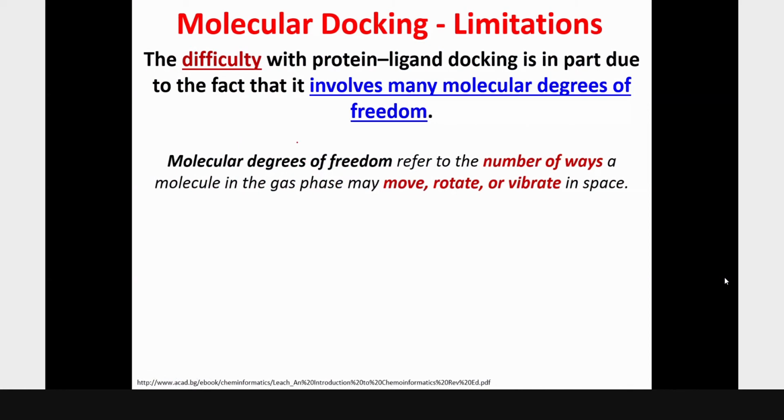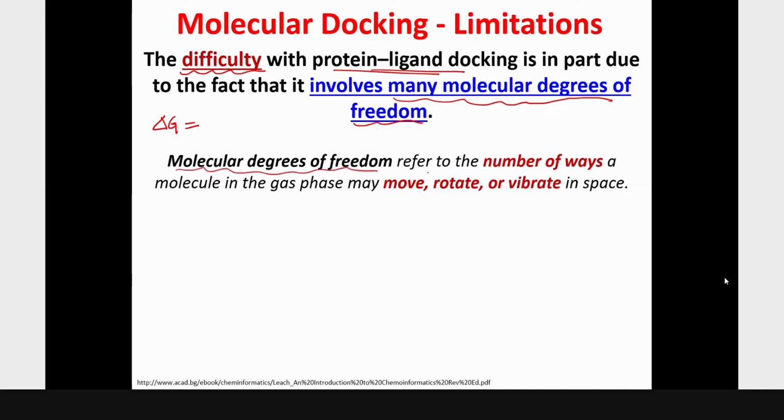So apart from enthalpy, there is one more factor that you have to consider, and that is related to entropy. And if you read this statement, they mention there is a difficulty with protein ligand docking. In part, it is due to the fact that it involves many molecular degrees of freedom. There are so many of these, and you need to consider them properly so that you can ultimately estimate the proper delta G value. Now, what are these molecular degrees of freedom? Anybody has any idea?